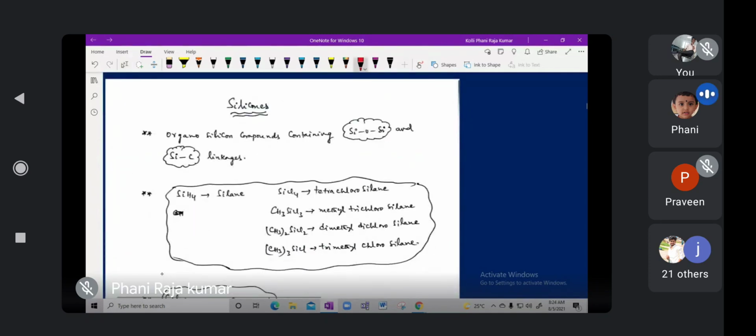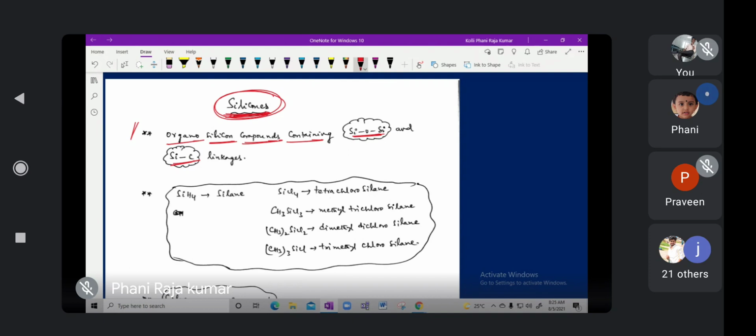Next we are going to the important concept of silicones. These silicones are organosilicon compounds containing Si-O-Si and Si-C linkages. Silicones are called organosilicon polymers. Two types of linkages it contains: silicon-oxygen-silicon as well as silicon-carbon linkage. Both are available.